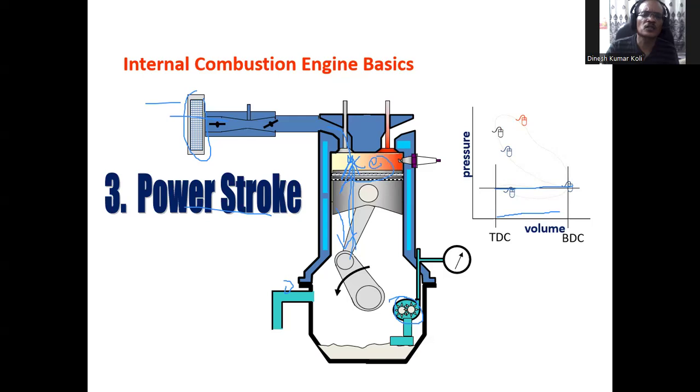In the third stroke, which is called the power stroke, you can see both the valves are closed, but the combustion will take place here and push the piston downward, producing the work output. The piston will move again from TDC to BDC, and we will get the power output from this engine.